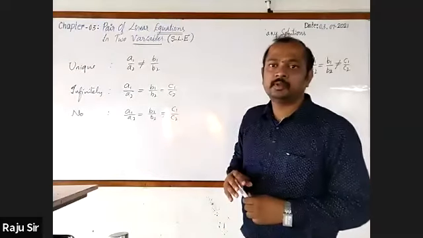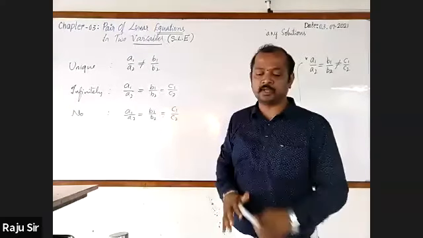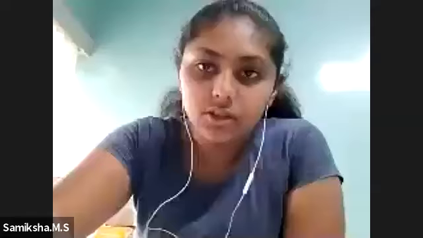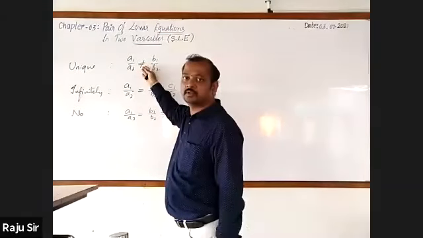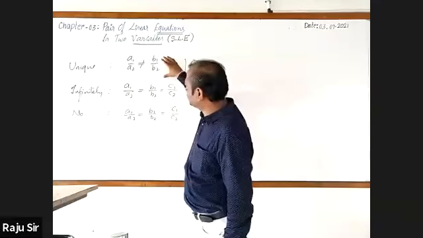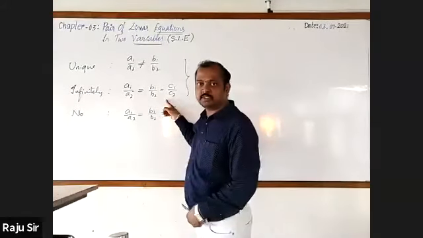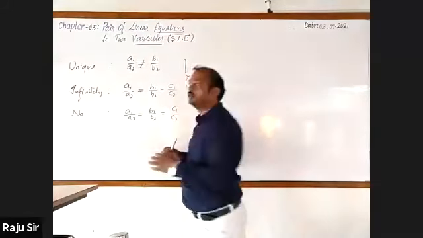Dear students, could you tell among these, in which we can obtain the solution of pair of linear equations in two variables? Unique solution. First one, second one, third one. First and second. If the given pair of linear equations in two variables will satisfy the first condition, we will get a solution called unique solution. And if it satisfies second condition, then you can say that it has infinitely many solutions. But in third case, no solution at all.